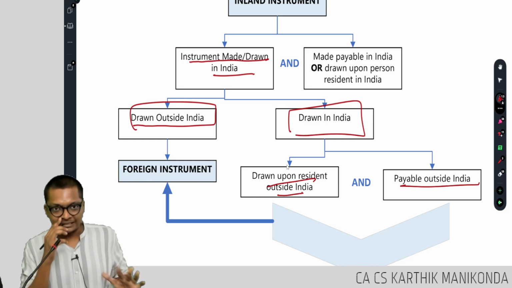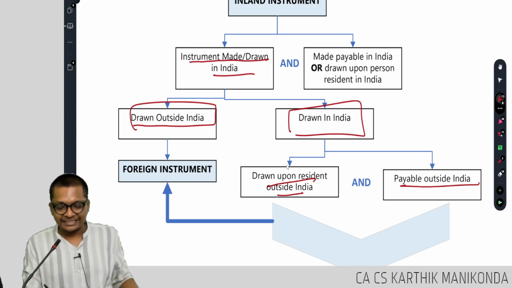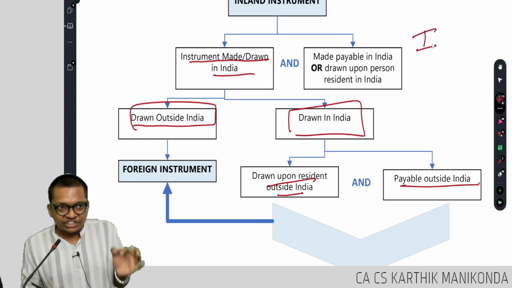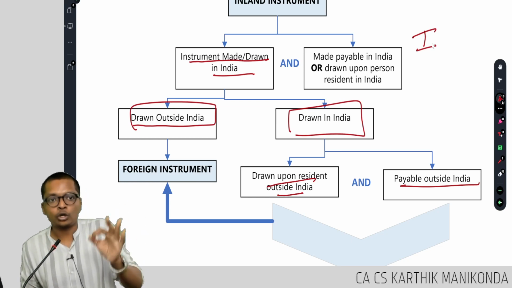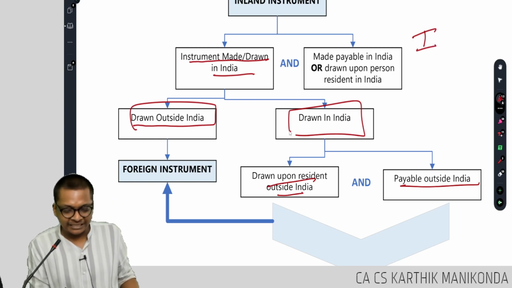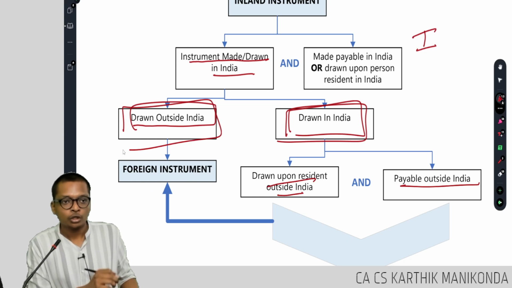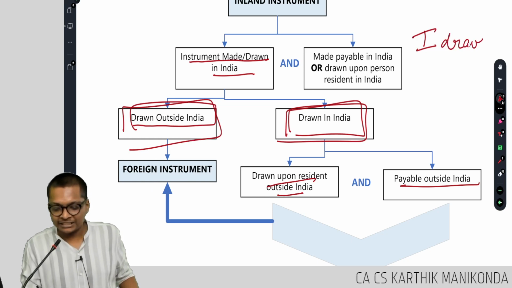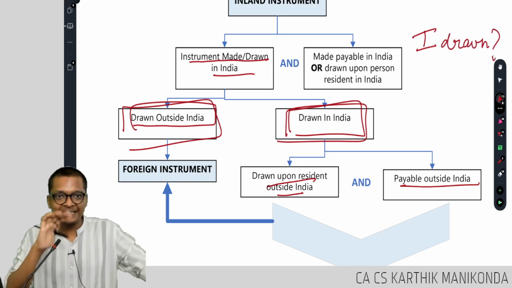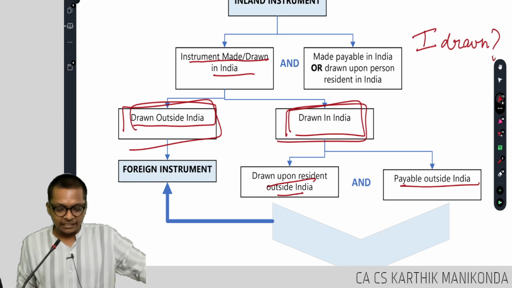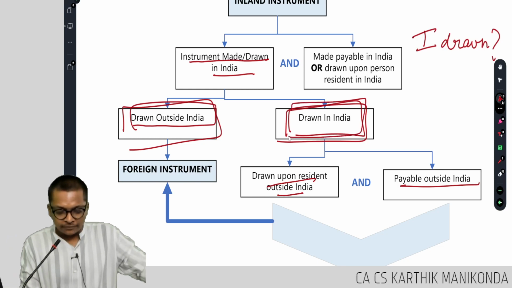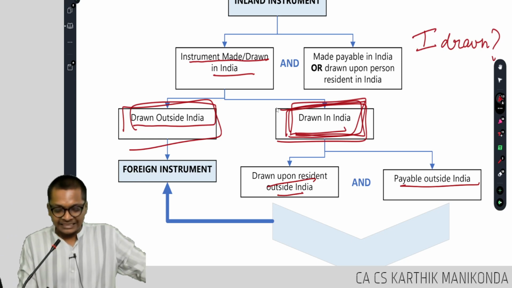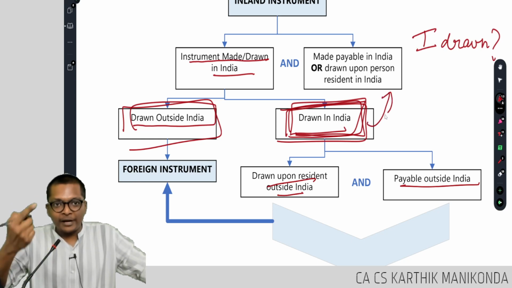How the Act is saying it is, the Act is saying step 1, check where it is drawn. That's why I am giving the first condition. Check where it is drawn. So the Act is saying check where it is drawn, India or outside India. If it is drawn in India, then any one other point is enough.